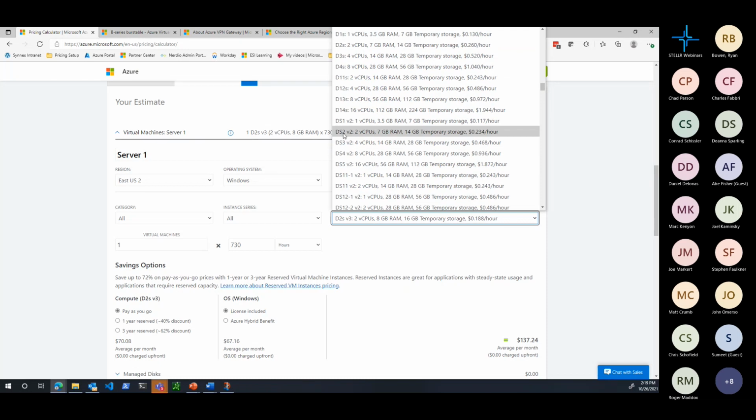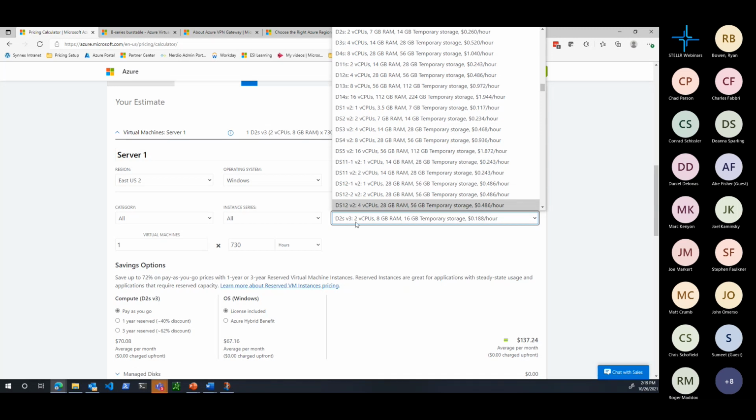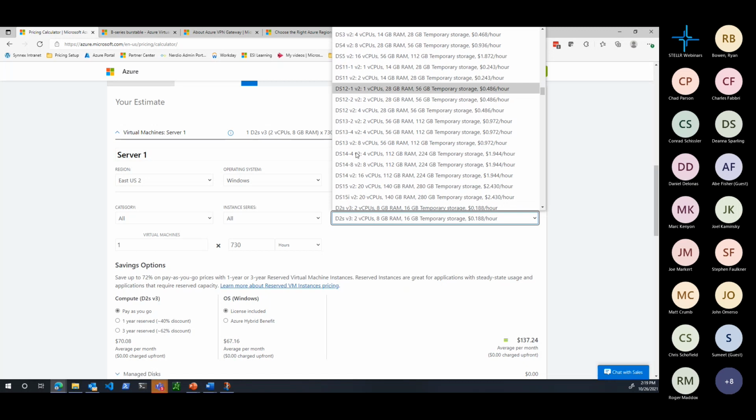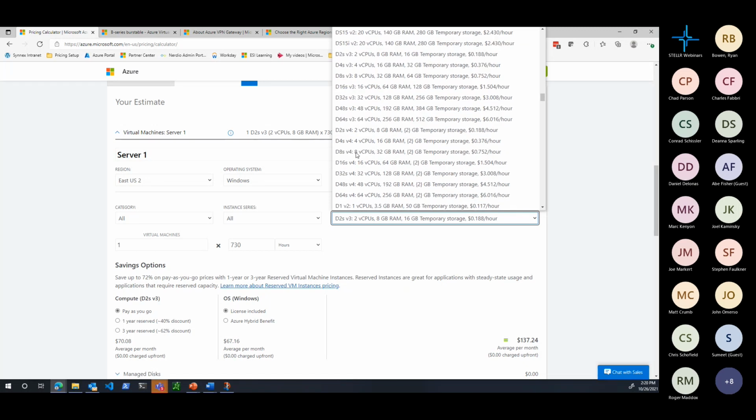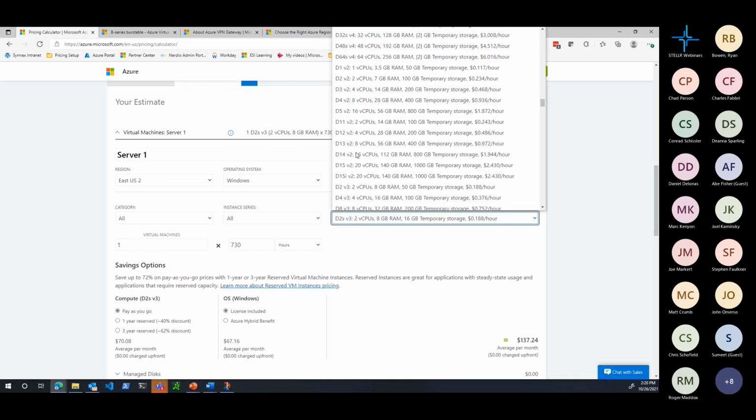So the S in, like, the V2s is the DS2 V2, whereas this is the D2S V3. So Microsoft isn't always consistent with their naming of series. And I wish they would be.